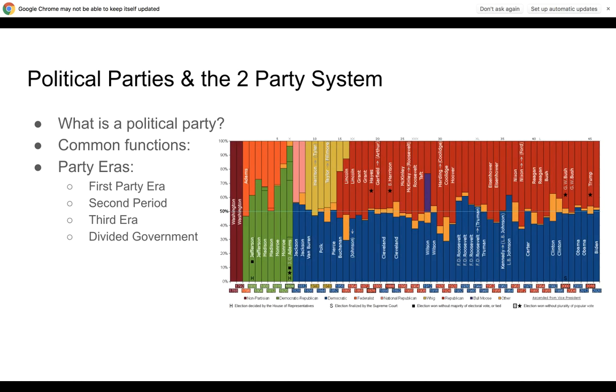Okay, now we have political parties and the two-party system. Oh my gosh, it's so scary. If you guys can't hear that, you're thinking I'm crazy.